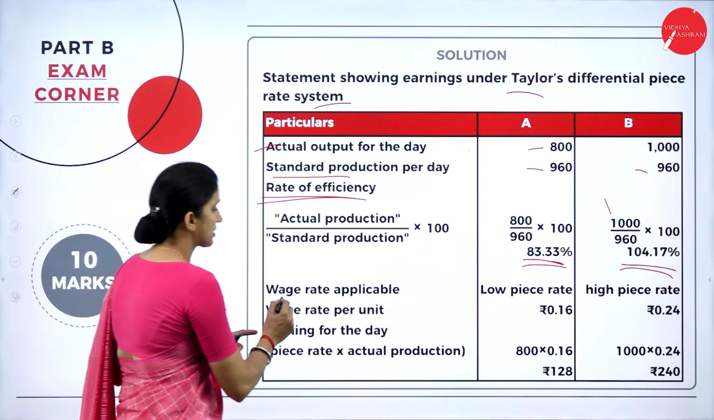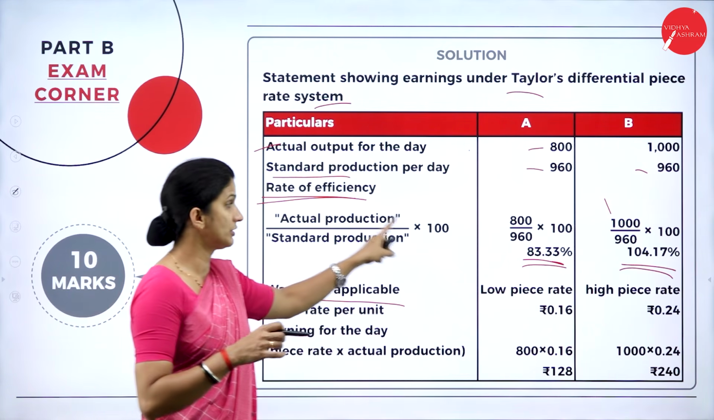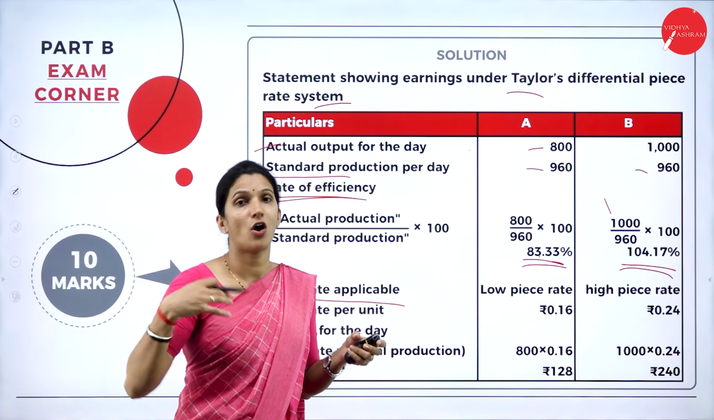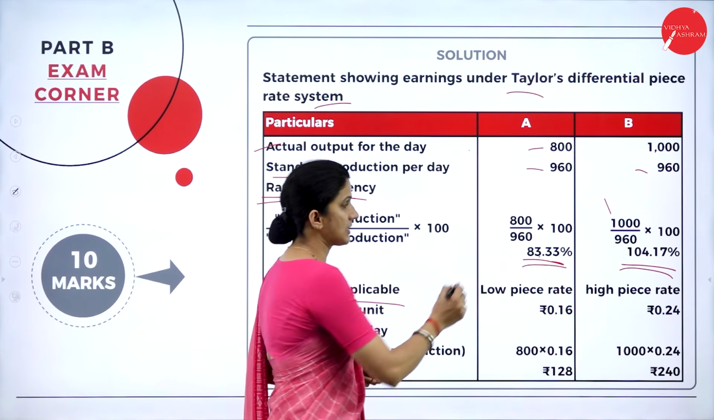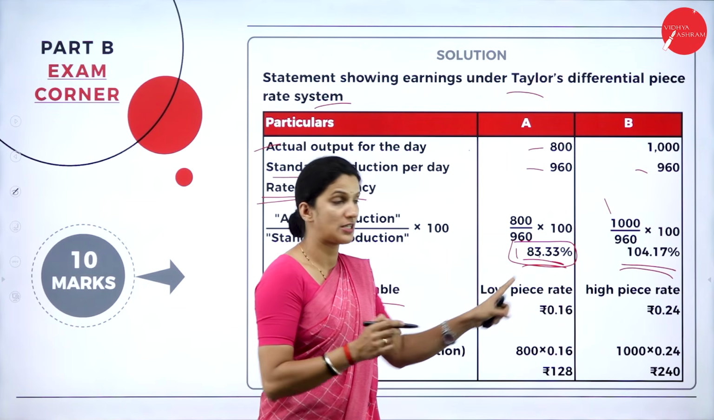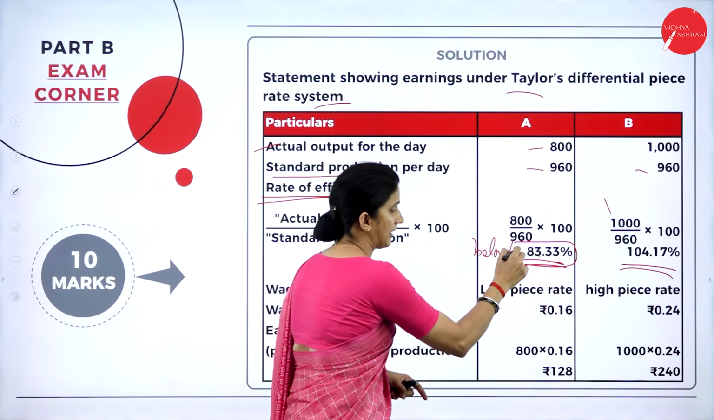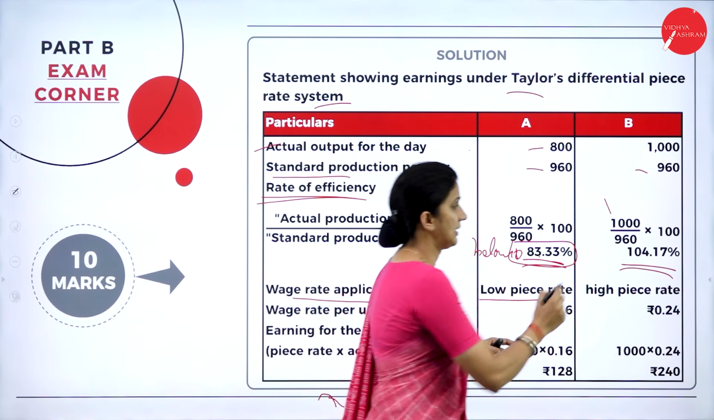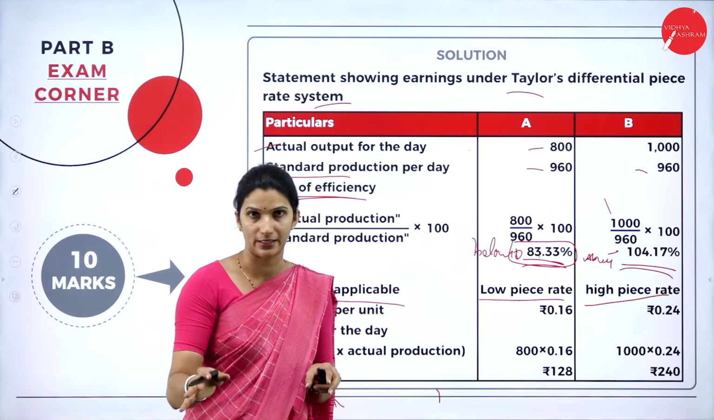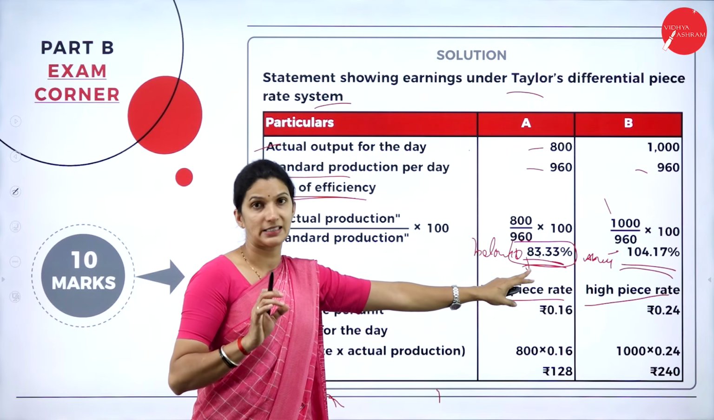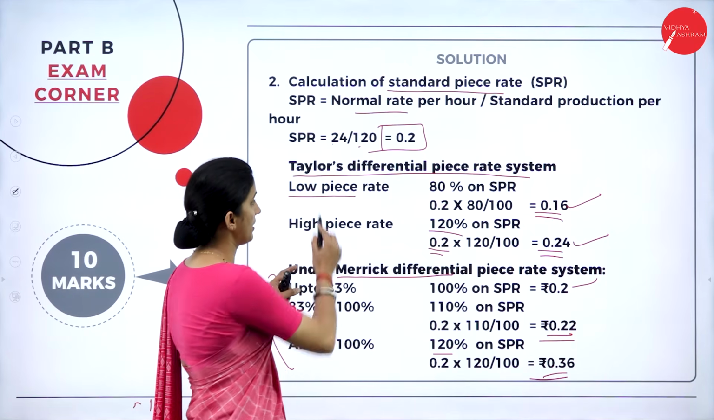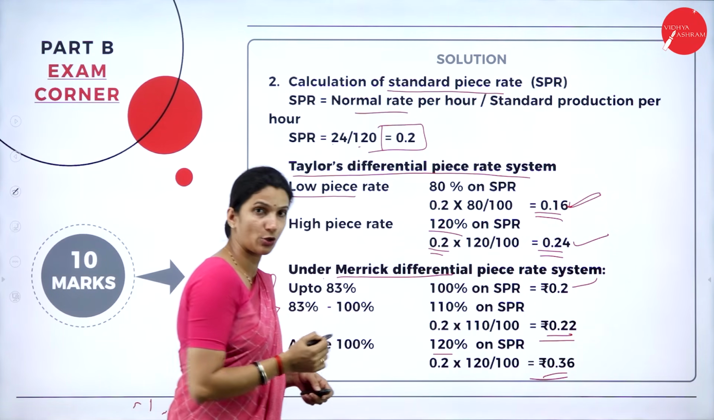Now, what is the wage rate applicable? Always based on the rate of efficiency, we decide whether the worker gets the low piece rate or the high piece rate. As per the Taylor method, if the rate of efficiency is below 100, he gets the low piece rate, and if it is above 100, he gets the high piece rate. A's rate of efficiency is 83%, below 100, so he gets the low piece rate of 0.16.